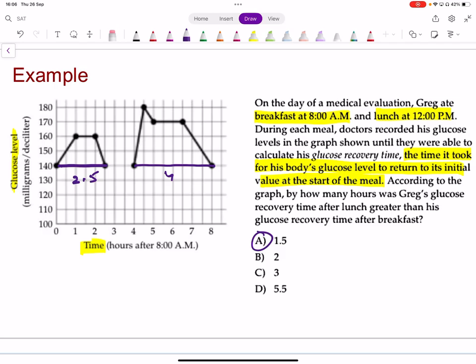Why did you subtract? Because they're saying, by how many hours is the recovery time after lunch greater than the recovery time after breakfast? So after lunch, it's 4. After breakfast, it's 2.5. It's greater by 1.5 hours.